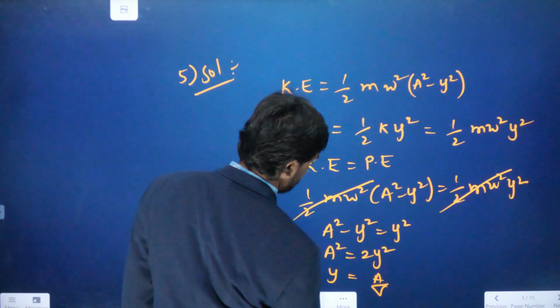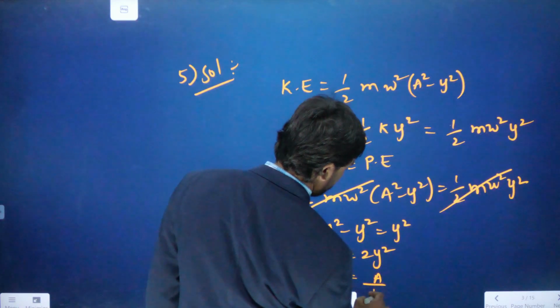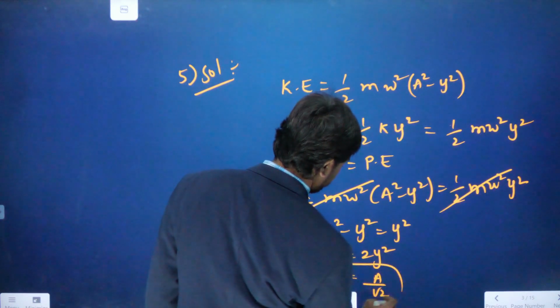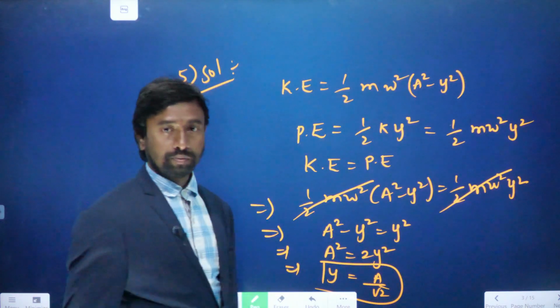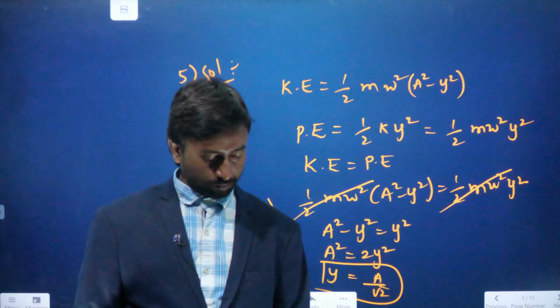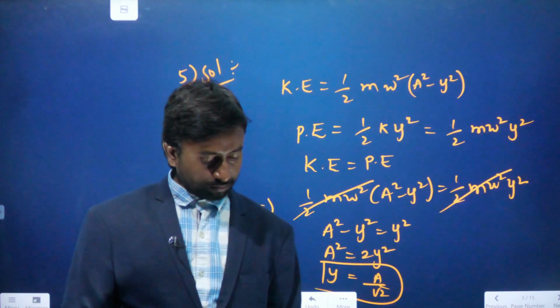Displacement is A by root 2. A by root 2. This is the answer. Displacement is A by root 2. A by root 2 will be the answer.